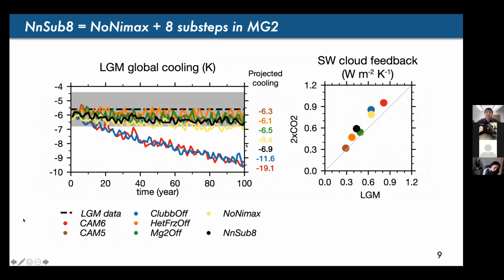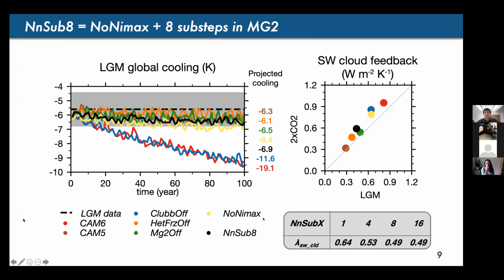Then we added this fully coupled simulation with this no-Nimax and 8 substeps in the MG2. So we have this black. So comparing to no-Nimax, the yellow here, microphysical substepping further decreases the shortwave cloud feedback. As a result, you see that the simulated LGM cooling is more realistic. You can also tell that from the projected LGM cooling.